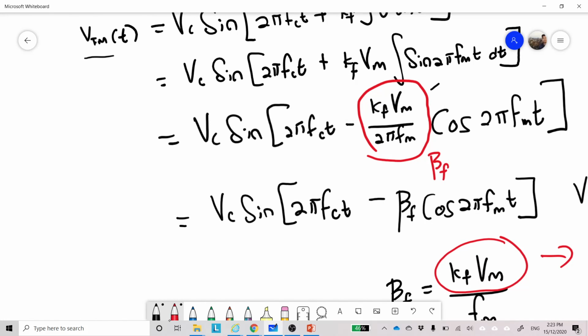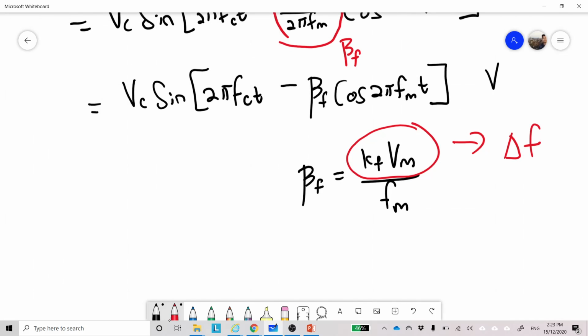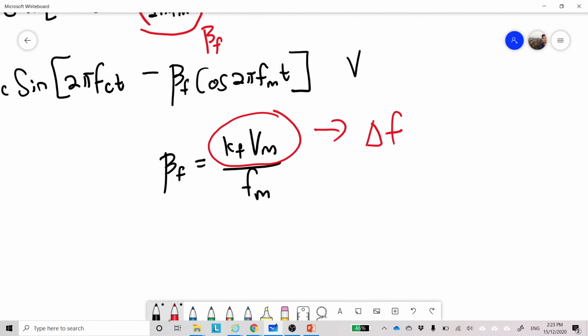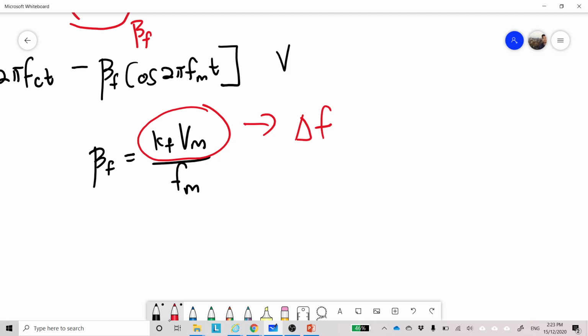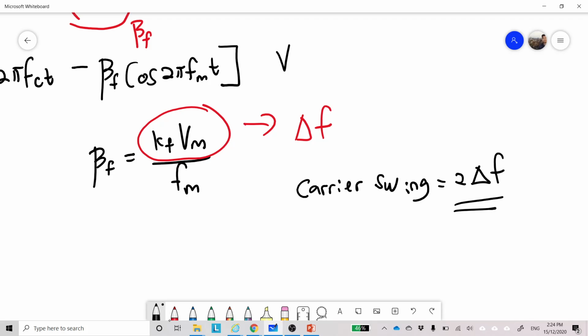Okay, and then kita juga telah melihat berkenaan dengan carrier swing, remember about the carrier swing. Carrier swing is equal to 2 delta F, okay, iaitu hasil tolak frekuensi yang tertinggi dengan frekuensi yang terendah. So you're gonna get the carrier swing.